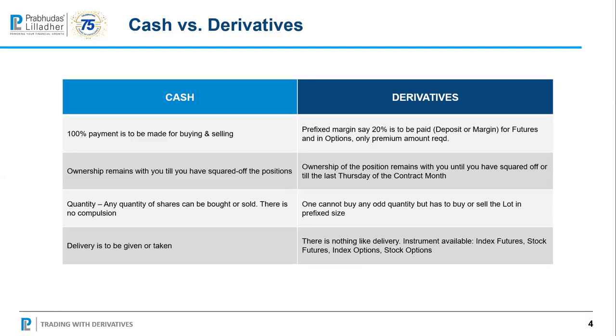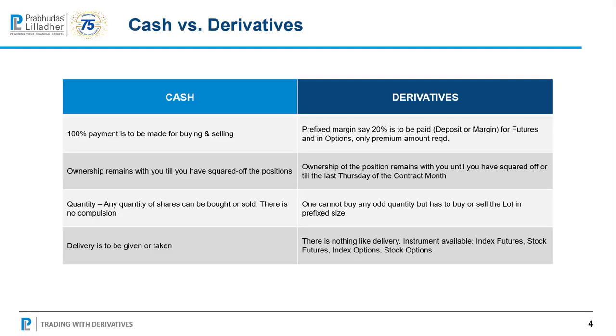Like we already know, in cash we can buy any number of shares. It can be 1 share, it can be 2 shares. But in derivatives, it's always about lots. Taking the example of Reliance, it comes to around 250 shares now. It has to be lot-wise. You cannot have a single share in derivatives. You have to play in lots.